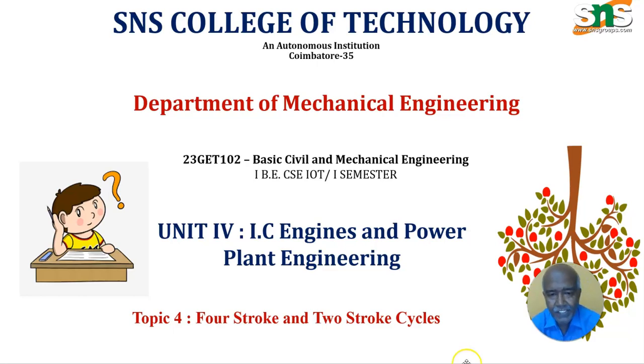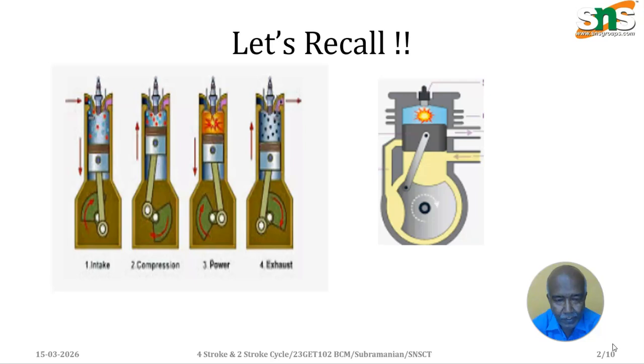In this session, we are going to see about the IC engines and power plant engineering, in the unit about the 4-stroke and 2-stroke cycles. So, for 4-stroke and 2-stroke cycles, here we have a small recall. In the 2-stroke cycle, for every 2 strokes, we get 1 power stroke. Whereas in the 4-stroke cycle, we get 1 power stroke for every 4 strokes or 2 revolutions.